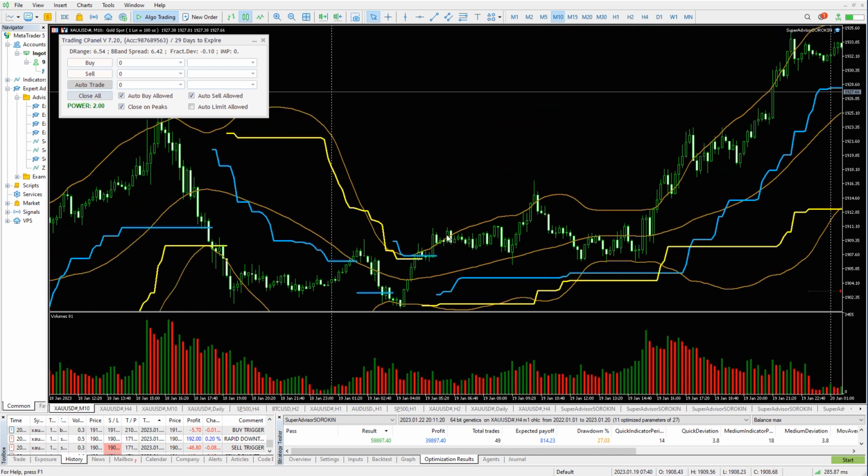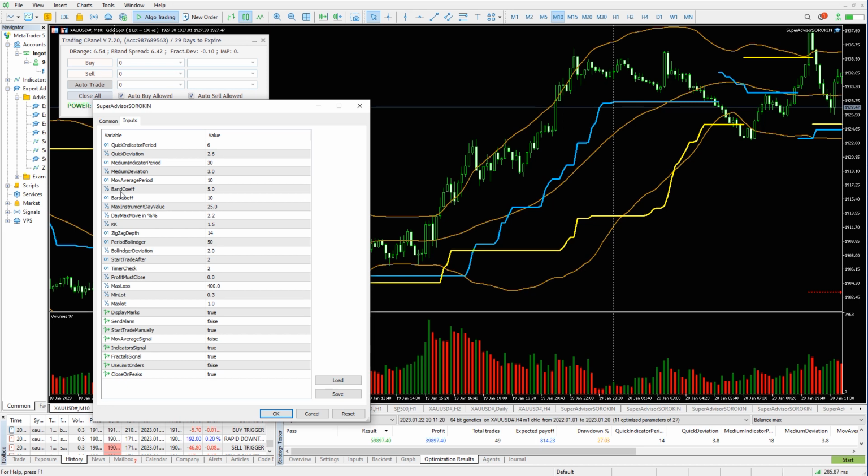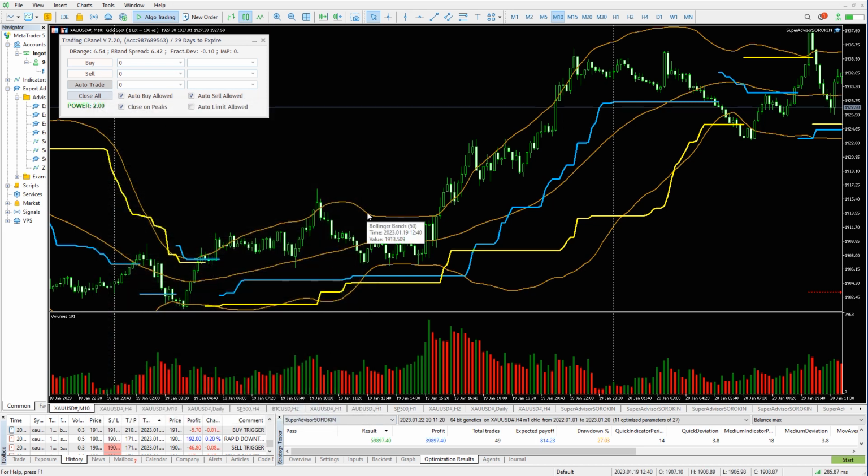When the ribbons of the Bollinger Band are very narrow, it means there is no trend. You can set this in the system settings. We have the Bollinger Band coefficient, which is the size between the top and bottom ribbons of the Bollinger Band, and below that the system will ignore trading.